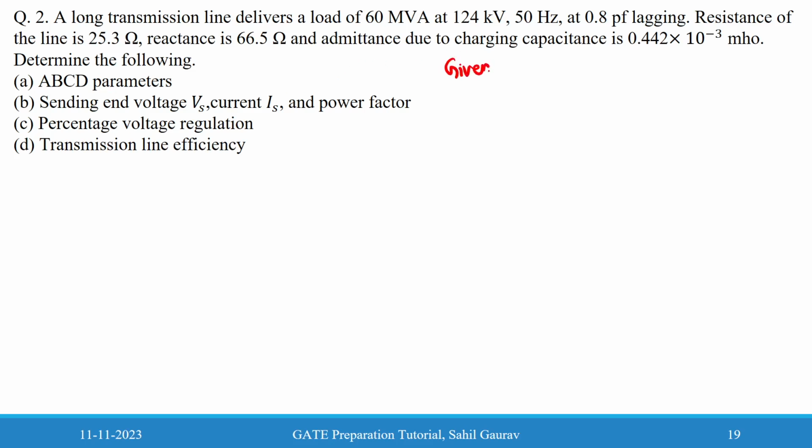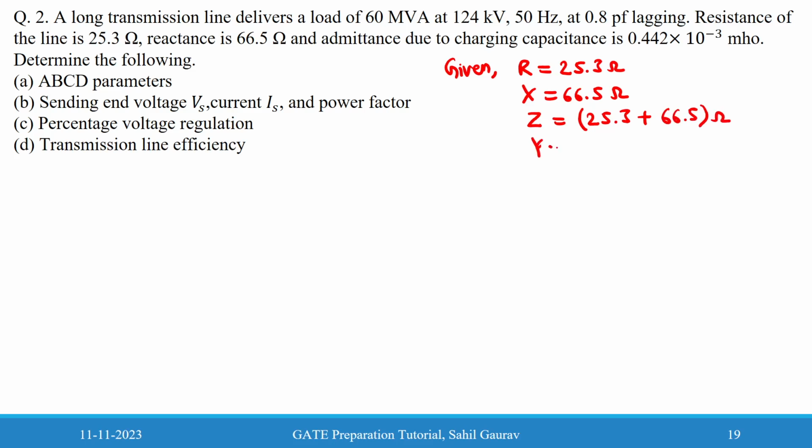First we write down what things are given. The total resistance of the line is given as 25.3 ohm and reactance is 66.5 ohm, so Z will be 25.3 plus j66.5 ohm, and then Y is j0.442 into 10 to the power minus 3 mho.